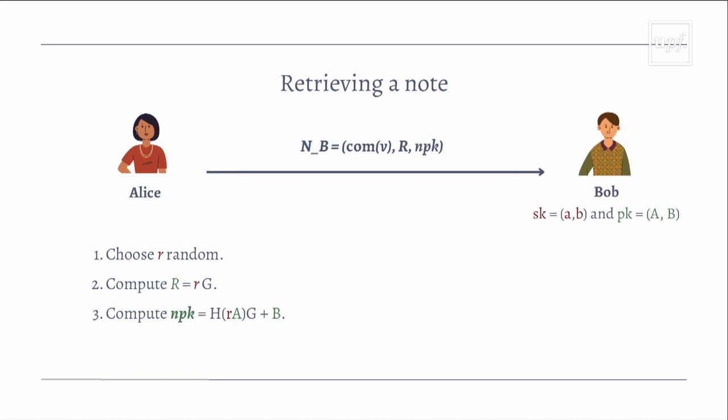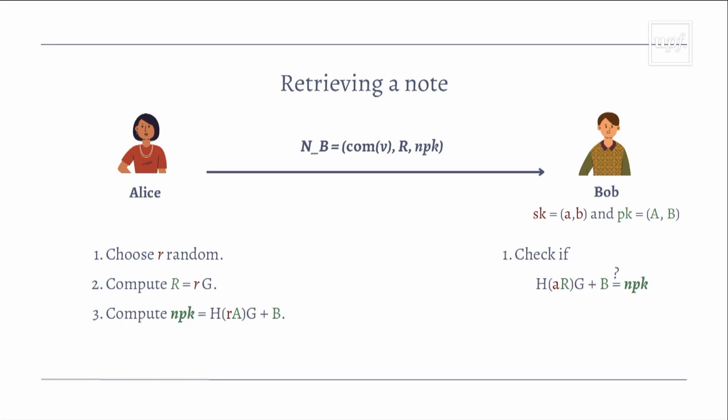So how does Bob identify that Alice is sending money to him? Because he doesn't see his address in the transaction. So how can he know that he is getting money? What Alice would do is that she would choose a scalar r at random. She will compute a new point R, and then the node public key will be computed the following way. She will hash r times Bob's first part of the public key, A, multiplied by the generator, so that the result of this operation will be a point. And then she will also add the second part of Bob's public key. So NPK is actually a point in the curve.